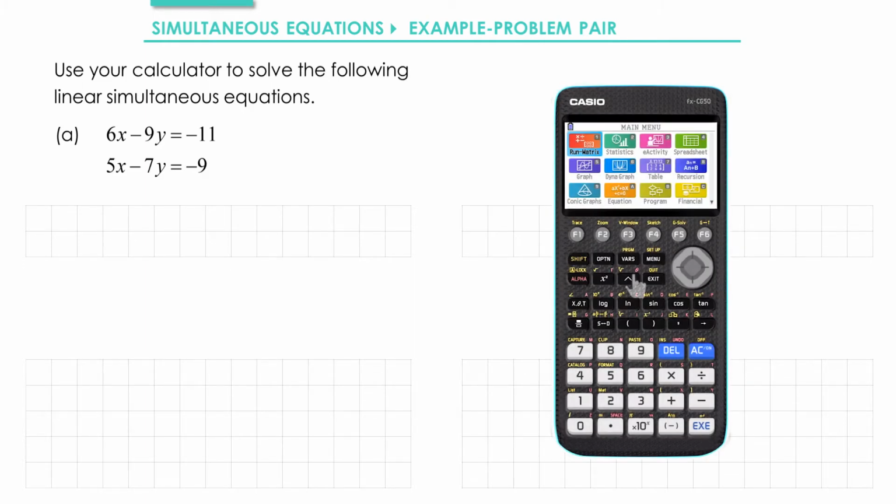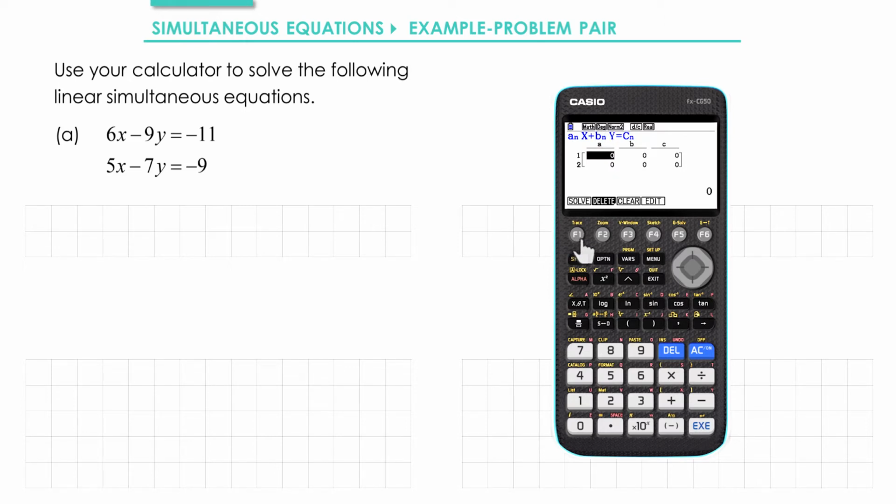The first step from our main menu is to choose equation mode. There are two ways you can do that. You can use the directional buttons to go down and across until you get to equation, and then press EXE, or alternatively, you can just press the button on your calculator that has a little red A above it. From here, you have to choose the type of equation you want to solve. We're going to choose F1, which is simultaneous. And then we're going to solve an equation with two unknowns, so we press F1 again.